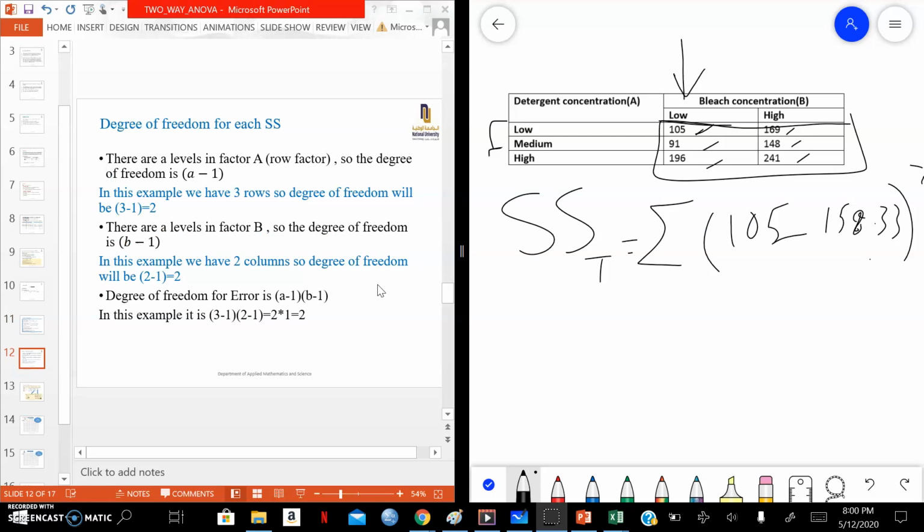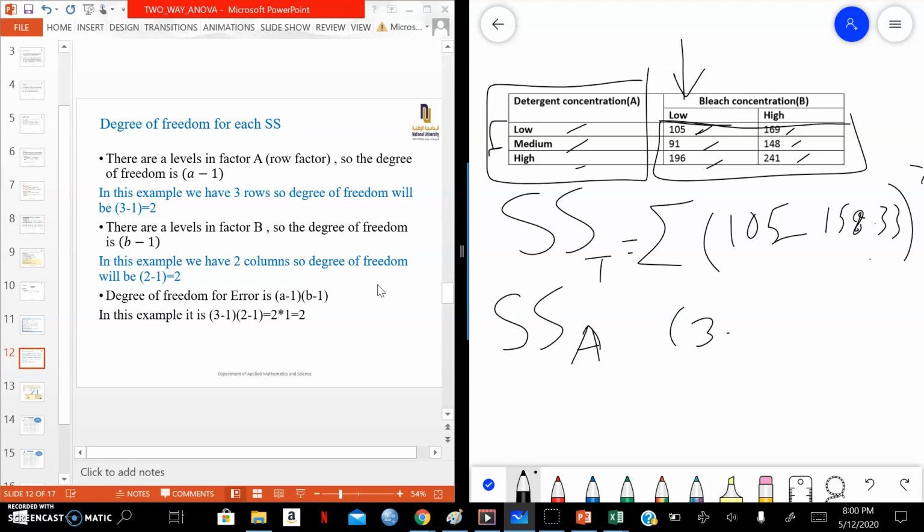Once you get the sum of squares of the error, total, A and B, you need to know the degree of freedom for each SS. The degree of freedom for SSA. A refers to the row factor. Factor A is that one, okay? So how many levels do we have? We have 3 levels. So the degree of freedom will be 3 minus 1, which is equal to 2.